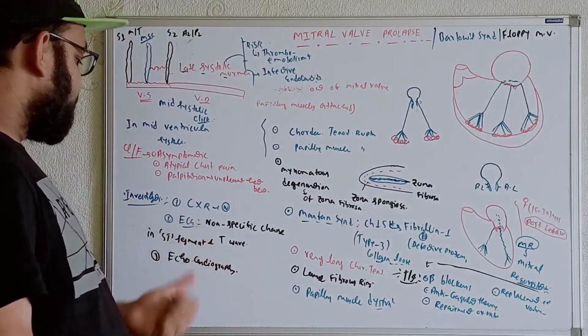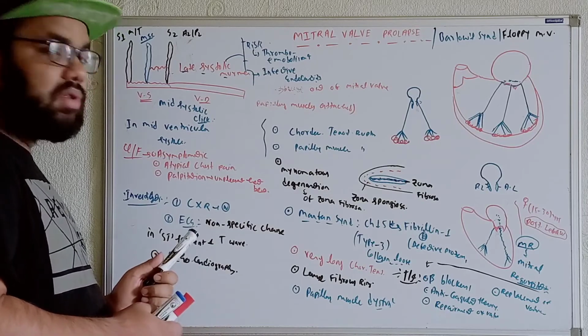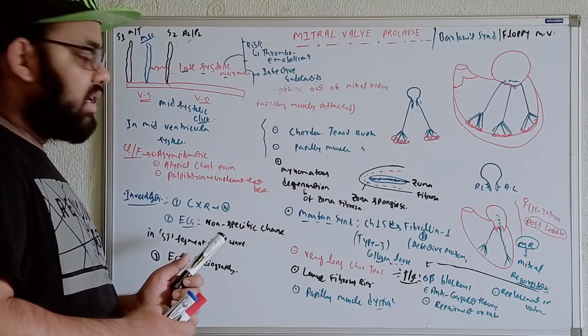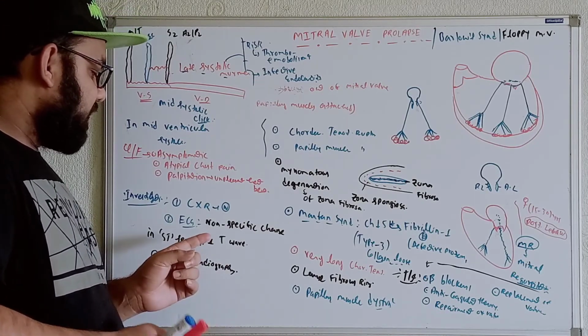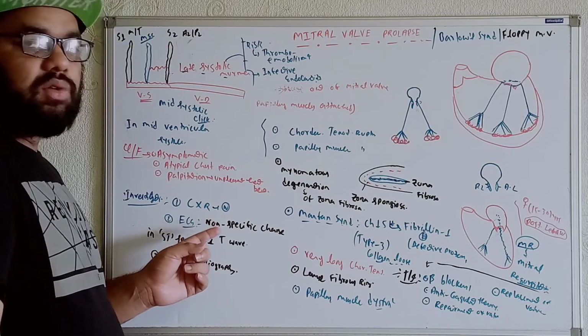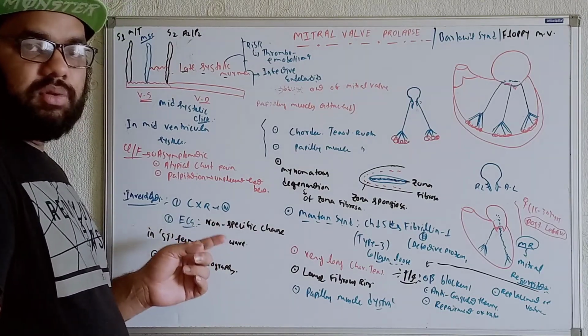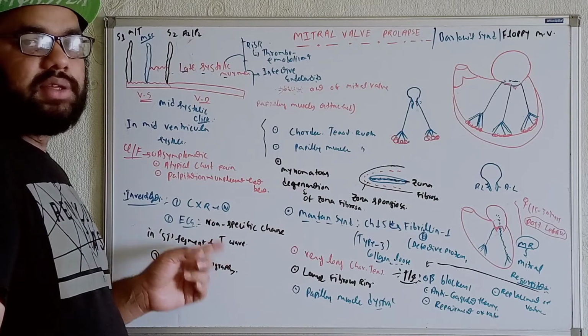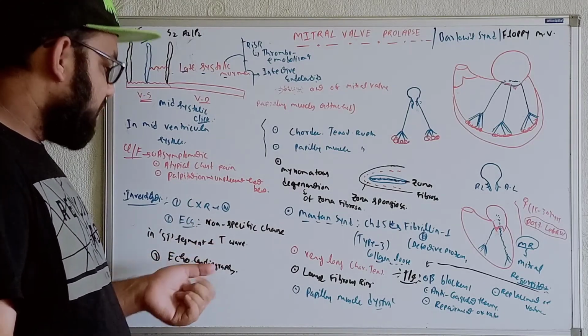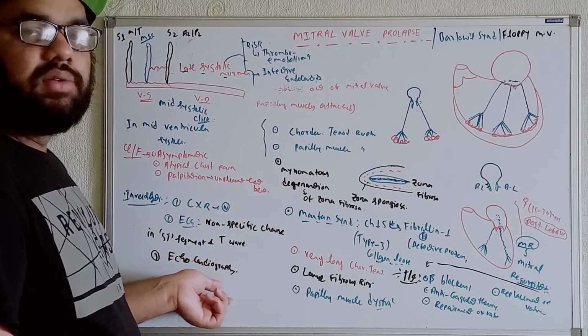And as far as the investigation is concerned, at first we have to do the chest X-ray. On the X-ray, basically you can get normal findings. As far as the ECG is concerned, we will get non-specific changes in the ST segment as well as the T wave. And at last, the best investigation we can do here is the echocardiography.